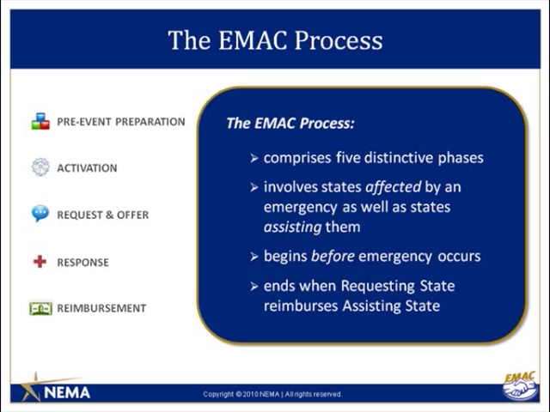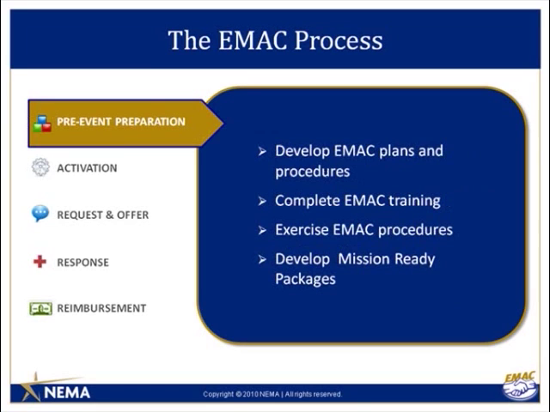And the process ends when the assisting state has been reimbursed for all the support given to one of the requesting states. So let's now look at each of the phases separately for just a moment. The first phase, the pre-event preparation phase, includes a number of actions, and there are just some of them that we list for you here to look at. Developing EMAC plans and procedures and position checklists. Those are requirements under other articles within the EMAC law. Taking EMAC training courses and being prepared to implement that training in a real-world deployment.